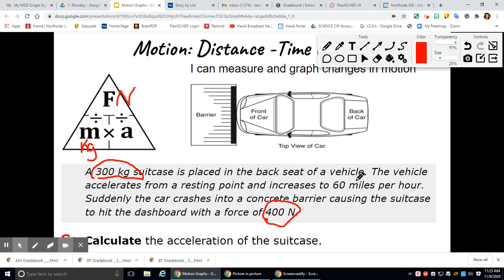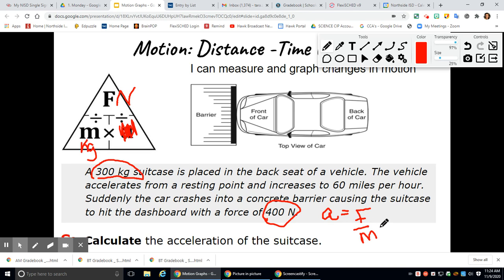So if I want to find the acceleration of the suitcase, first I need a formula for acceleration. I can get a formula for acceleration using the formula triangle. If I cover up my acceleration, my formula reads force divided by mass. So acceleration equals force divided by mass.